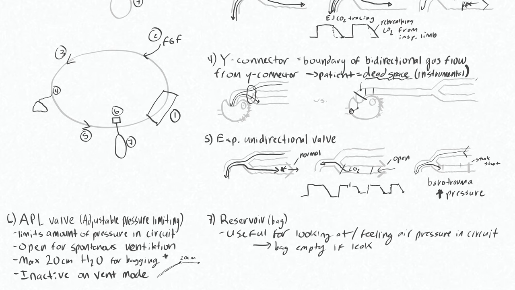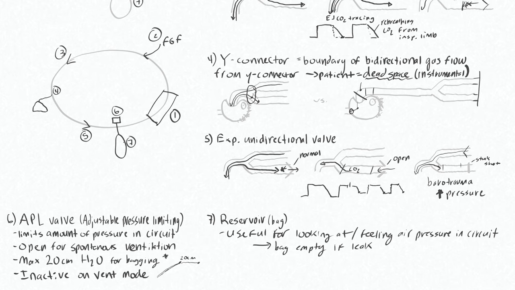And then there could technically be a leak anywhere in this tubing, but that would be very difficult to spot. Check the connections of this tubing to the anesthetic machine, so both the inlet and the outlet, to make sure they're firmly in place. Other common sources would be that if the CO2 absorber is not screwed in properly, there could be a leak there.